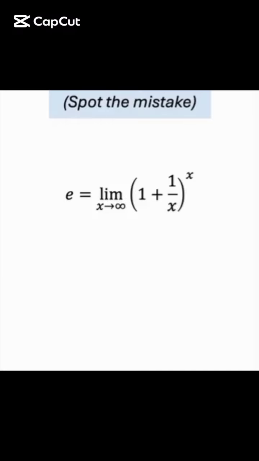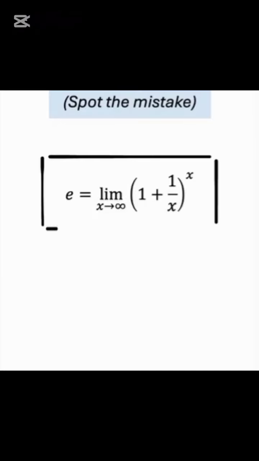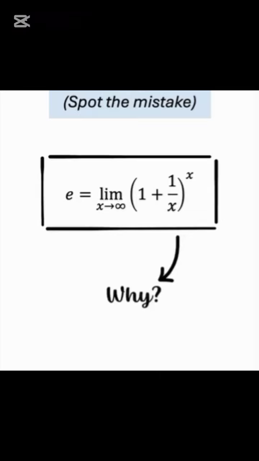Spot the mistake in this proof. We know this is the limit definition of e, Euler's number. But where does it come from? Let's prove it, or claim to prove it. Assuming this limit exists, let's call it y.